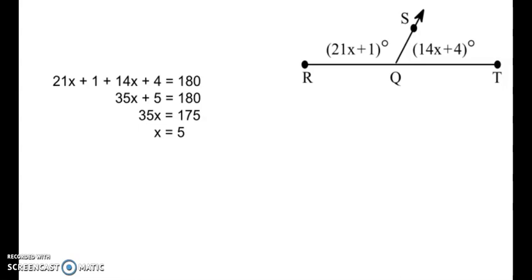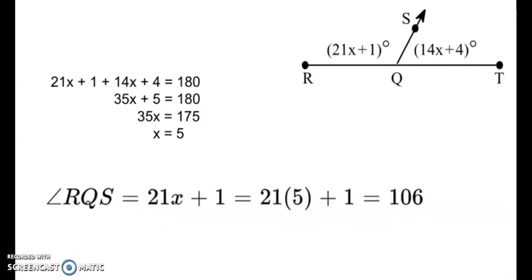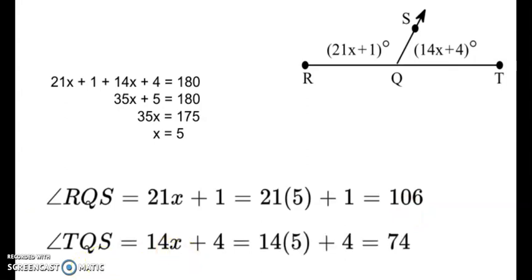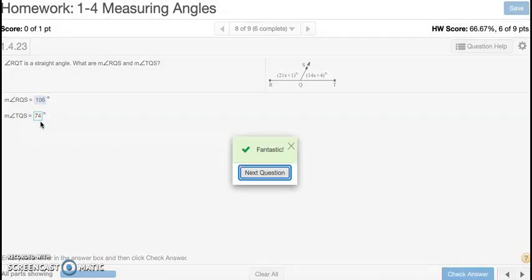Now we need to use that to find the measure of each of these angles. So we substitute in 5 for x for both of those. So angle RQS, 21x plus 1, we substitute in 5, we get 106. For angle TQS, 14x plus 4, substitute in 5, and we get 74. So let's type it in. So RQS is 106, and TQS is 74. And that's number 8.